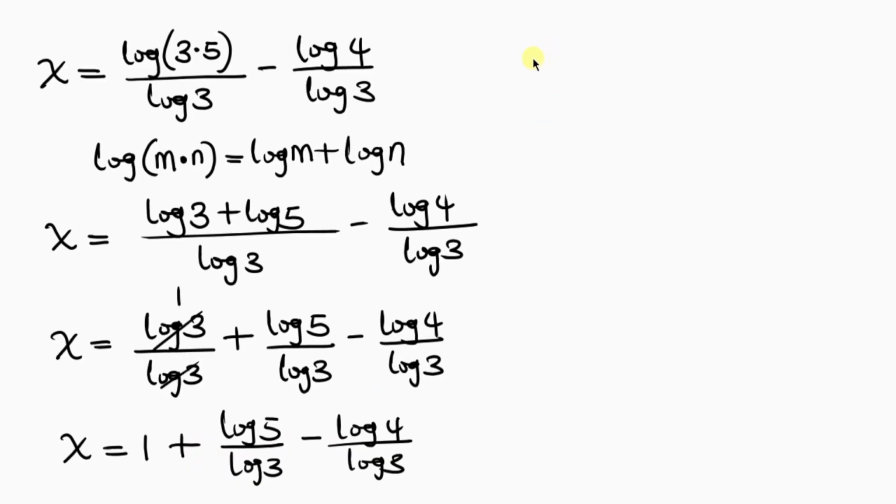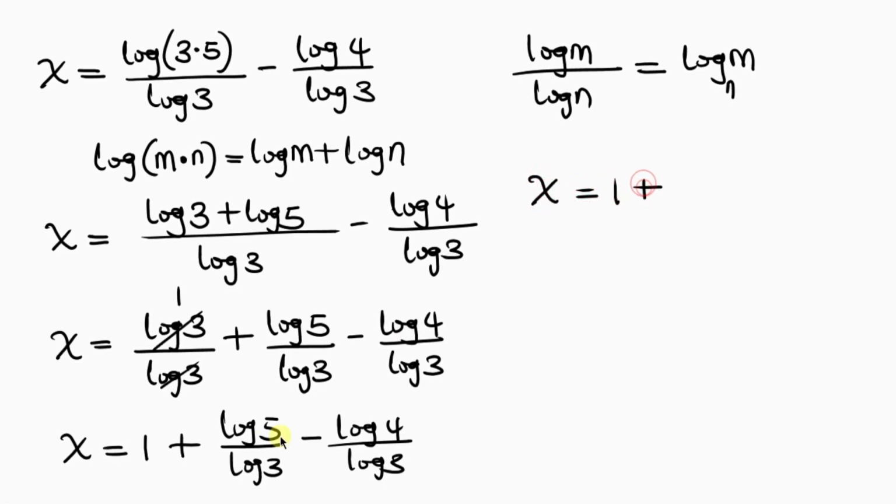It is by applying this law of logarithm that says when I have the log of m divided by the log of n, just as what we have here, this can be written as the log of m base n. This is known as the law of change of base. So this becomes x equal to 1 plus log 5 base 3 minus log 4 base 3.